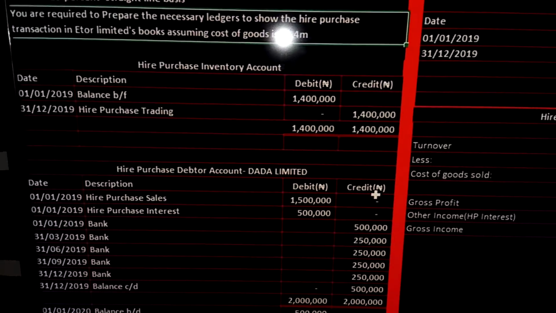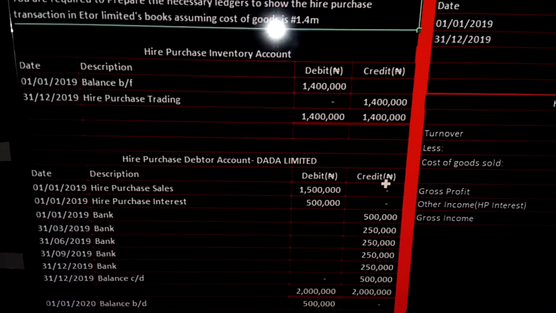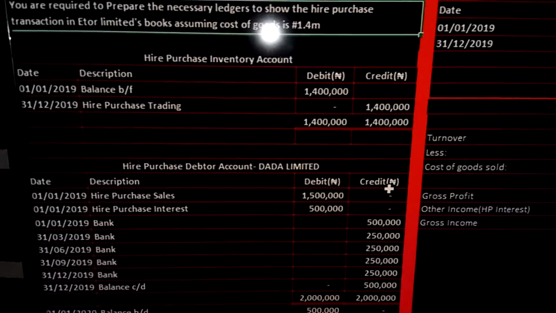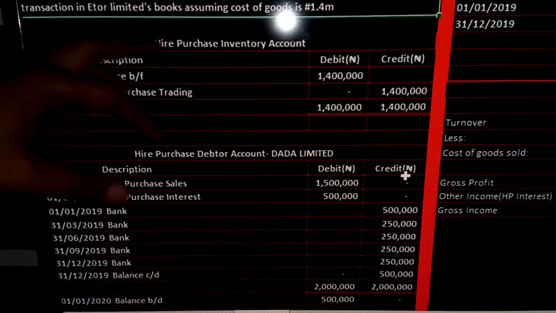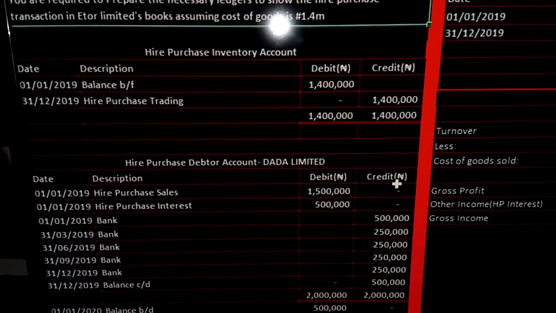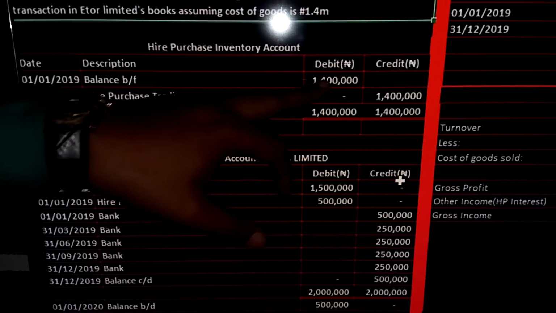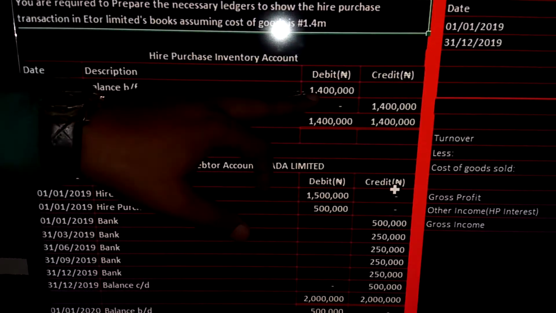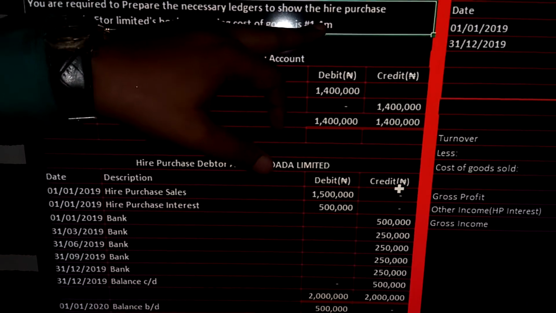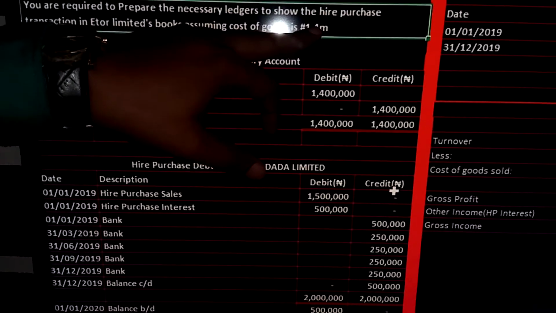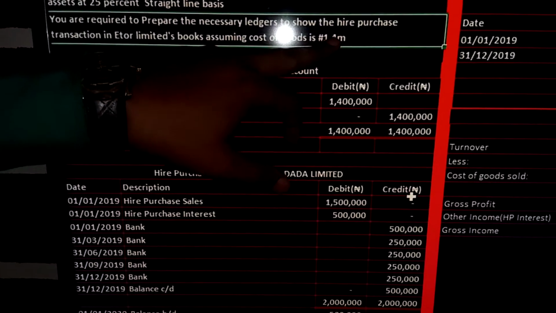So basically, Debtor is the seller here. That's the vendor. So we're looking at it from his own perspective. He is selling. So we have the hire purchase inventory account. 1st January, balance brought forward. Let's assume that's the only item. Okay, 1.4 million is the cost. That's what Debtor Limited, as the vendor, bought it for from his supplier.